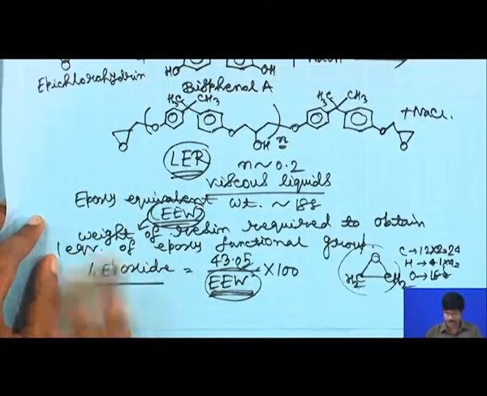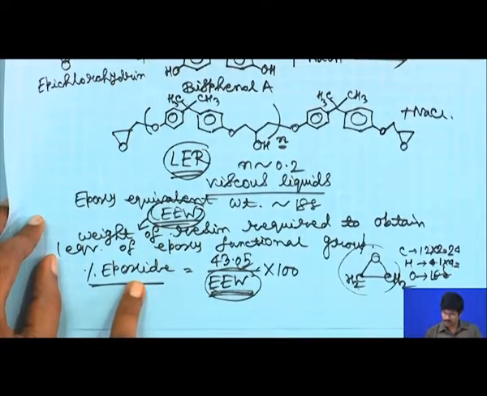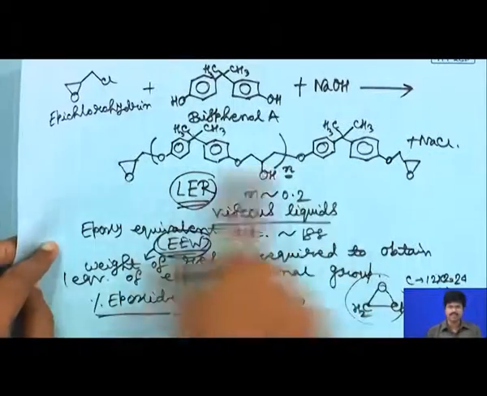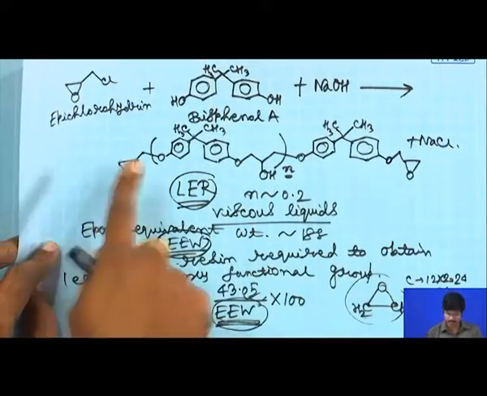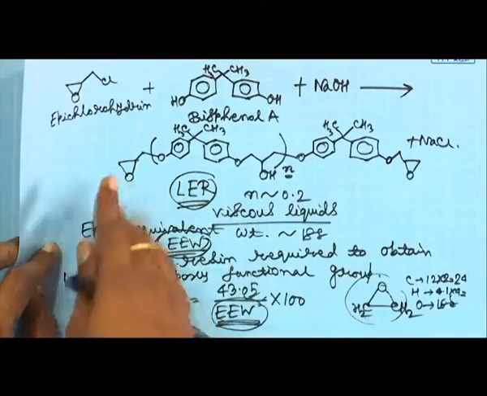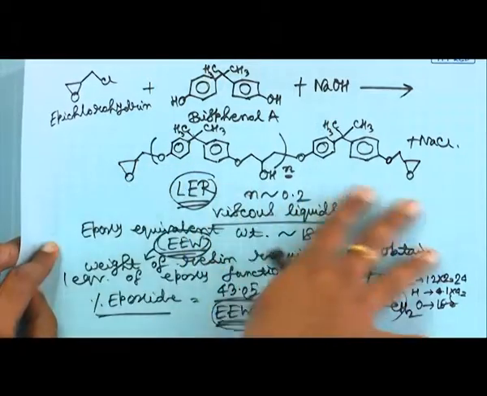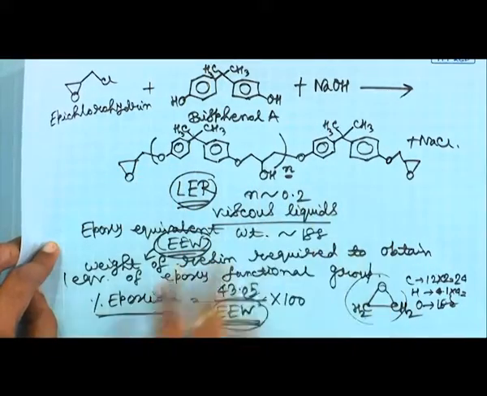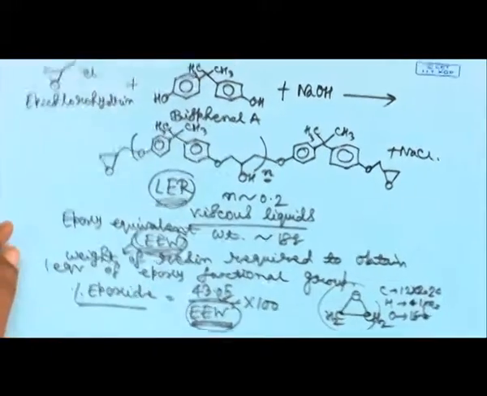Why do you require to know this? Because when you are curing your epoxy resin, you need to know how much curing agent you have to use. That is why you need to know the proportion of epoxy present in that particular molecule, and that is what is given by your epoxy equivalent weight.